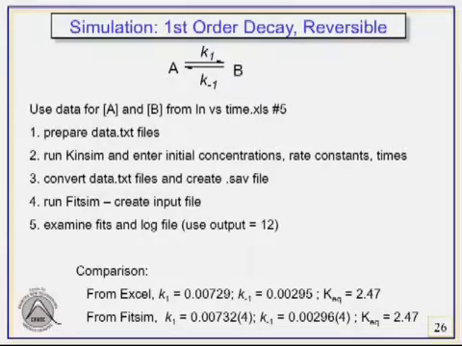There are several steps to use these programs. First of all, you have to prepare data files. You have to run the KinSim and enter initial concentration, rate constants, times, your best guess as to what those are. And you have to do this Fortran compiling business, which means clicking on some buttons. Then you run the FitSim to do the fit itself, and then you look at the output. So that's the general procedure to do a simulation.